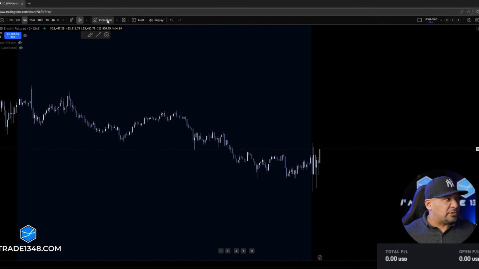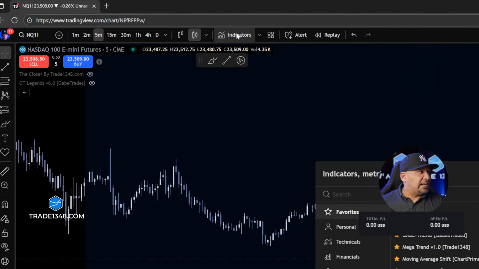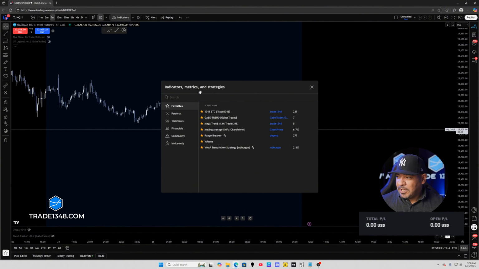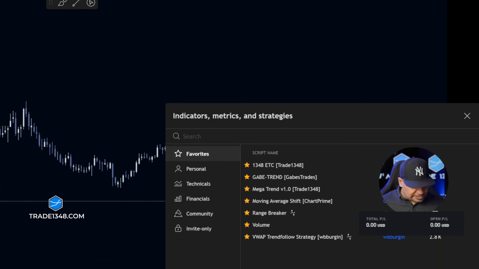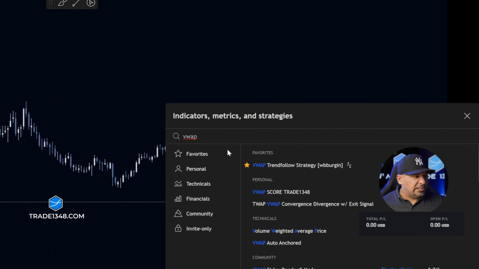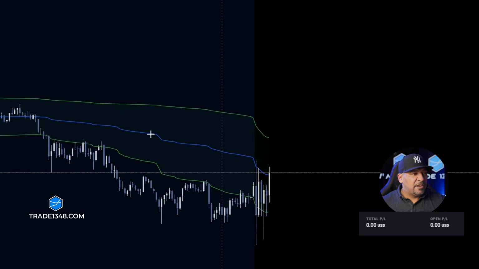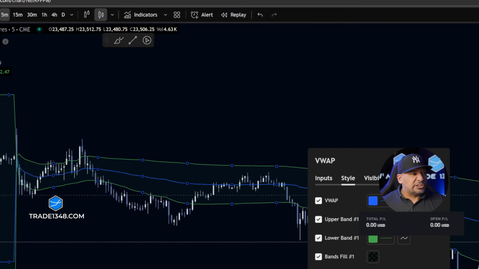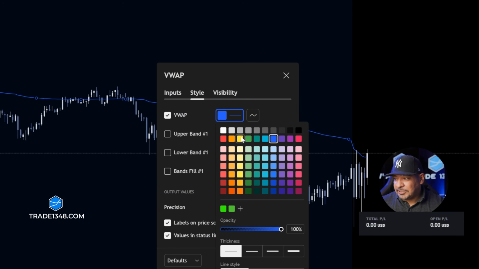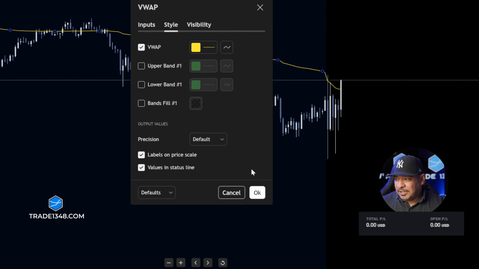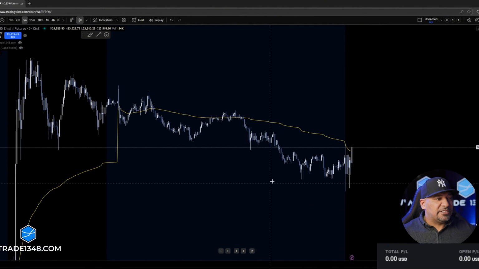Let's add VWAP to our charts, to indicators. And from indicators, we search for VWAP. Now, there's two versions of VWAP, I believe. There's the VWAP auto anchored and VWAP average price. We want VWAP average price. From there, we want to go over to settings, and I like to change this to yellow and then click OK.